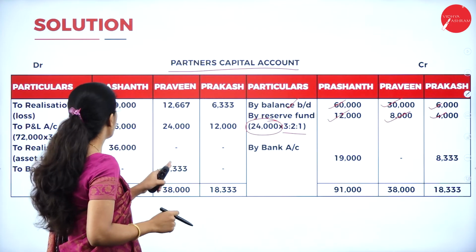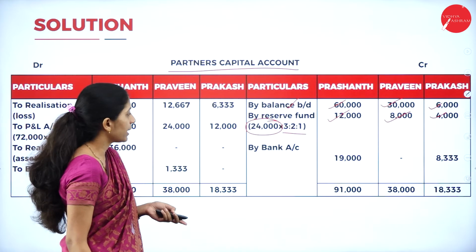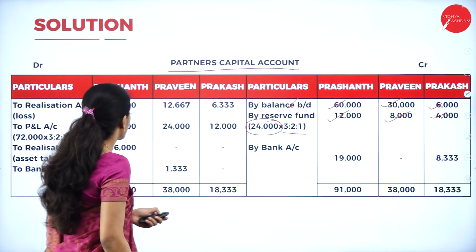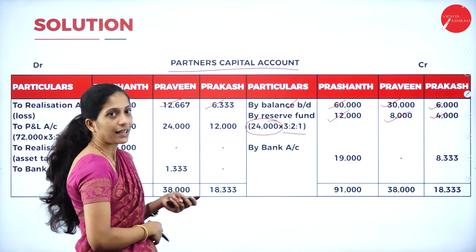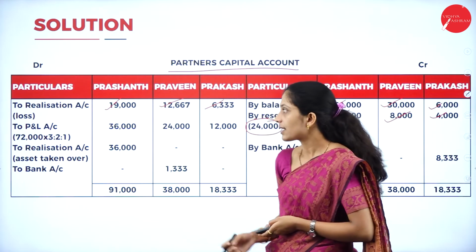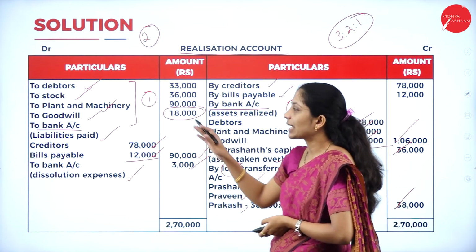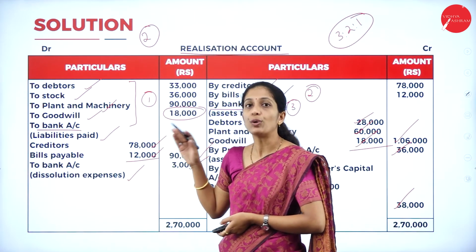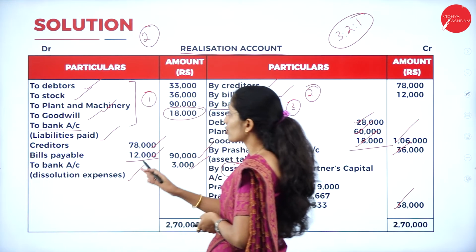Next, what you will do? So, next you will record the realization loss. So, here we had a realization loss. So, transfer that loss: 19,000, 12,667 and 6,333. That is the realization loss. Next, check your debit side whether any account has been transferred to the partners capital account. Now, here if you see, there is no other account.